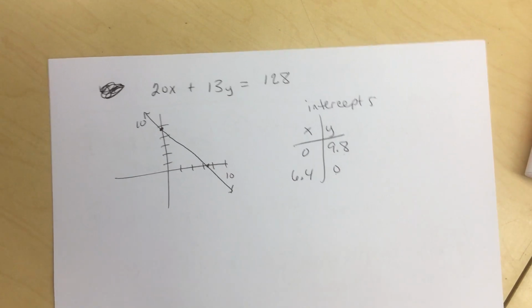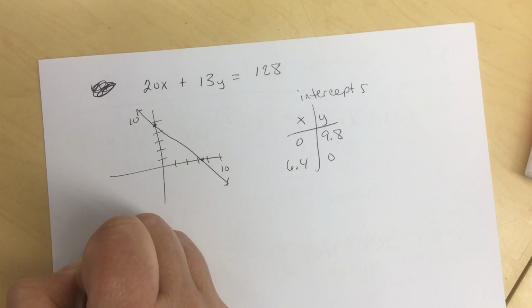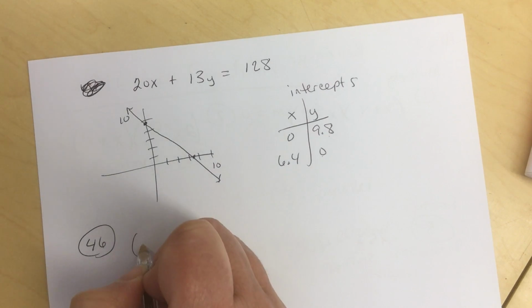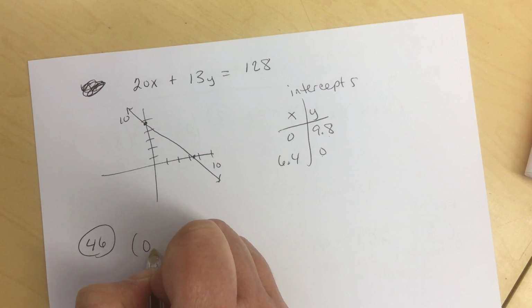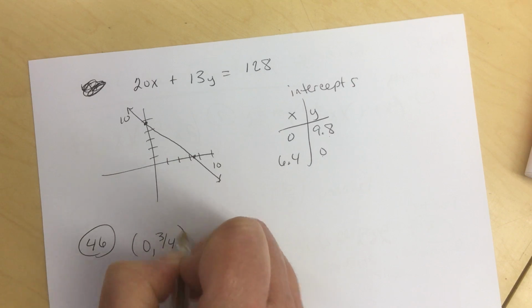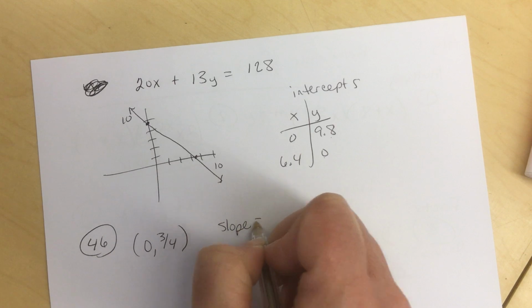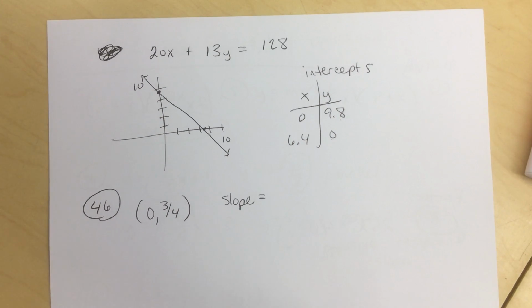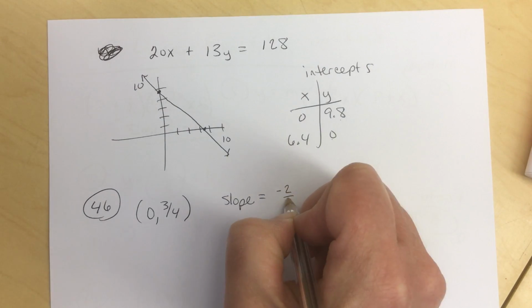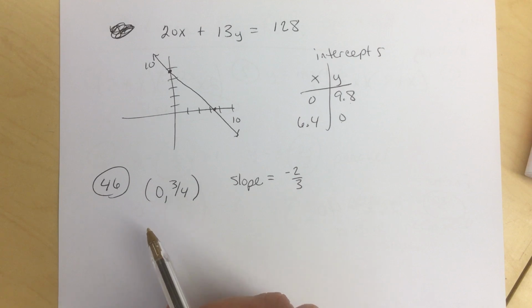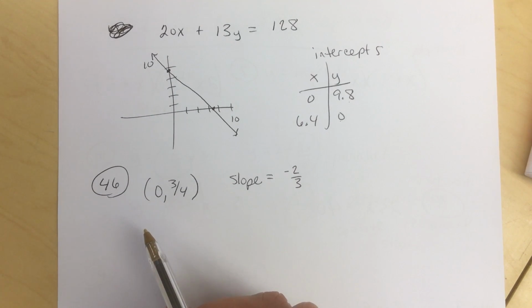Okay, the next one we're going to do is, let's do 46. If we want to graph a line that has a y-intercept of (0, 3/4), this is pretty basic, but if I give this to people, they will overthink it and get it wrong. I have people get this wrong on the quiz. Slope is -2/3. If I give you the slope and the y-intercept, all you have to do is plug that into y equals mx plus b.